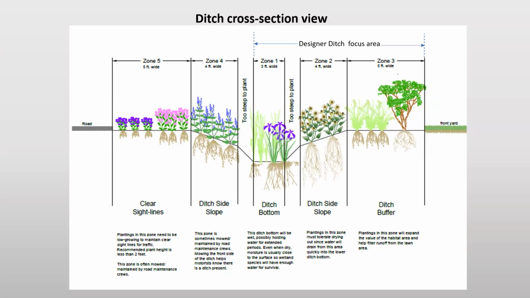So we're going to focus on the 3 zones, 1, 2, and 3, as opposed to 4 and 5 for this. Zone 1 is the bottom of the ditch, 2 is the slope, and 3 is the top buffer area.